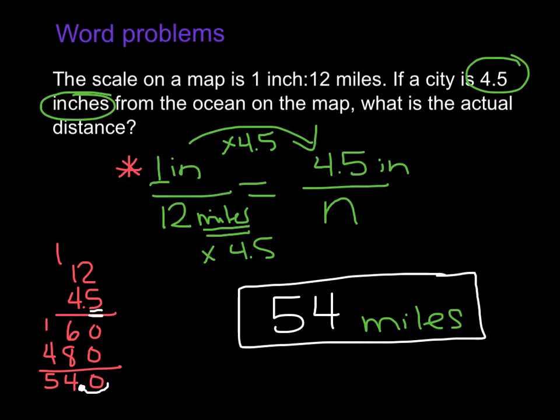So what that means is, since this city measures 4.5 inches away from the ocean on a map, in real life, it's actually 54 miles from the ocean.